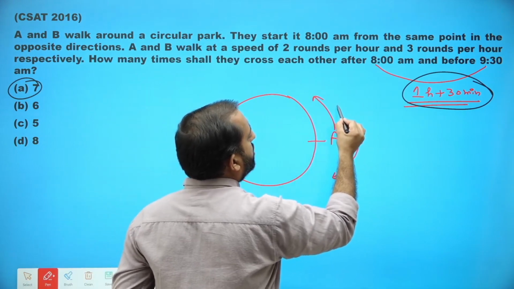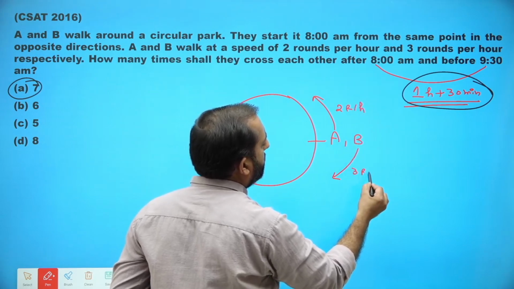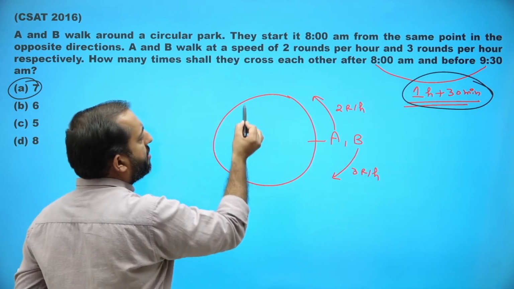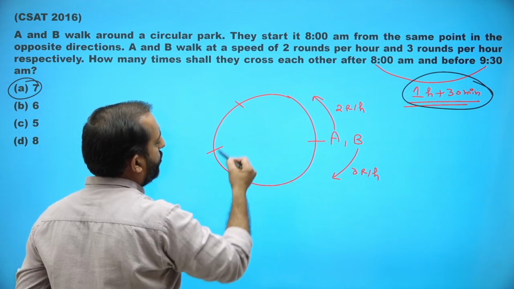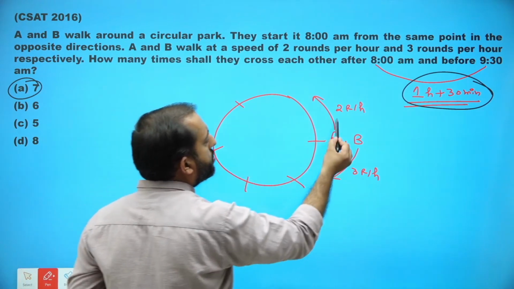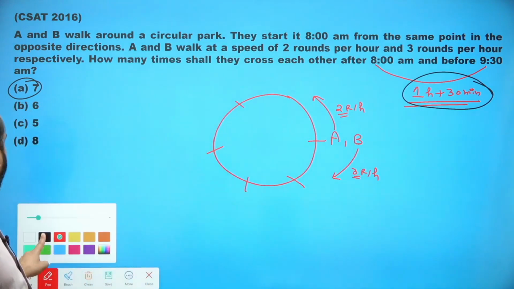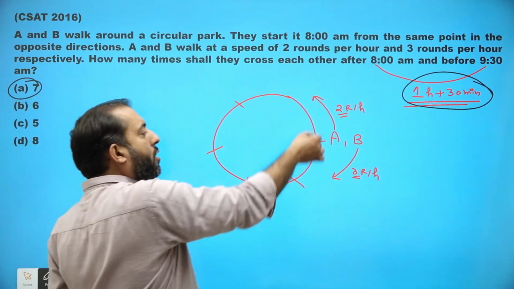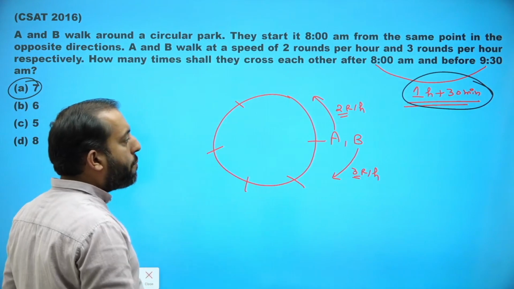Speed of A is 2 rounds per hour. Speed of B is 3 rounds per hour. And divide this circle into 5 equal parts: 1, 2, 3, 4, 5. Why 5? Because 2 rounds plus 3 is what? 5. So divide this circle into 5 equal parts. So the length of the complete circle is 1 round.